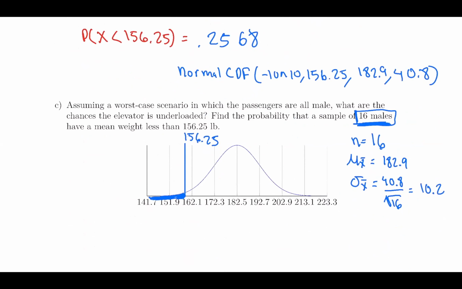All right, so let's do normal distribution. No, normal CDF, sorry. For this one, my lower bound and my upper bound are not going to change, because that didn't change in this problem. What did change is the mu of x bar and the sigma of x bar. Mu of x bar is equal to mu, so we still get 182.9. But for this one, you have to adjust the standard deviation to 10.2.